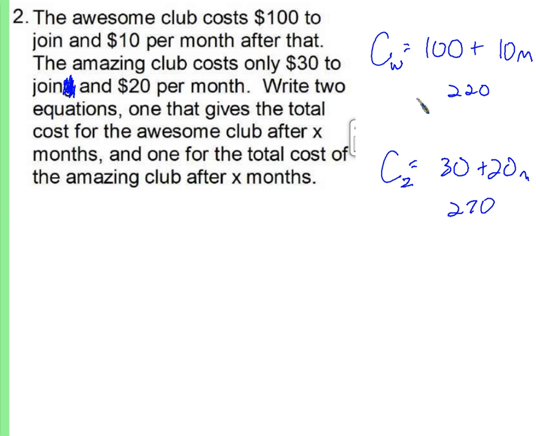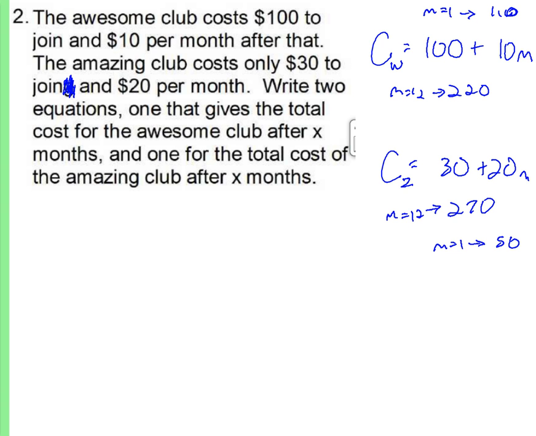So if we're awesome for 1 month, how much does that cost you? It's $110 for 1 month, versus 50 for 1 month. So then it's a better deal to be a part of the Amazing Club, right?